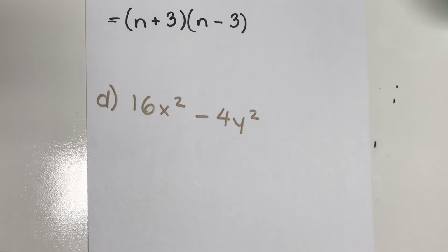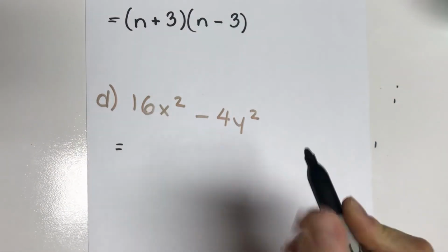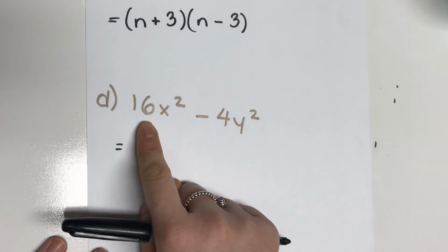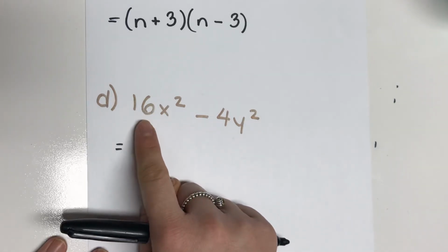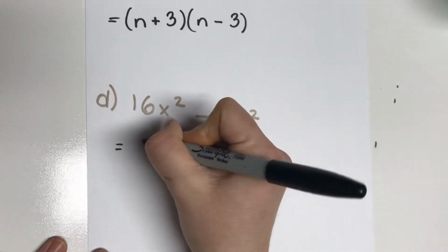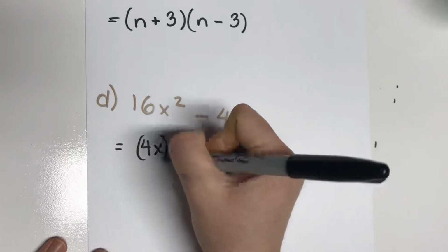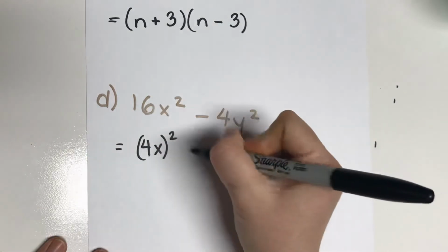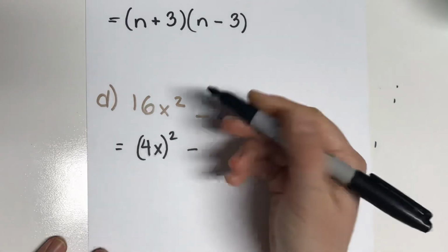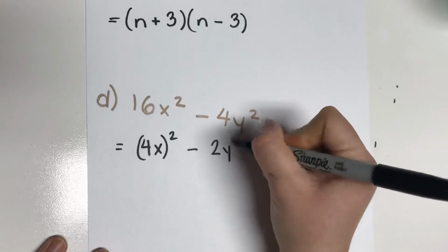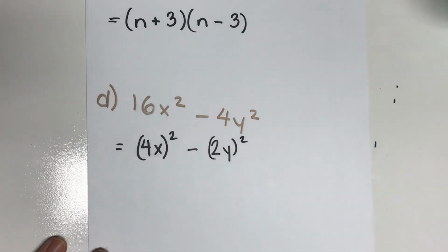So I'm going to rewrite it by looking at, okay, well, how can I write 16 as something squared? I get 16 by going 4 times 4. So I'm going to say 4x squared. Notice how I put them together so that they're one base. Minus 4 I get by multiplying 2 by itself. And then y squared I get by multiplying y by itself. So I'm going to write it like that.